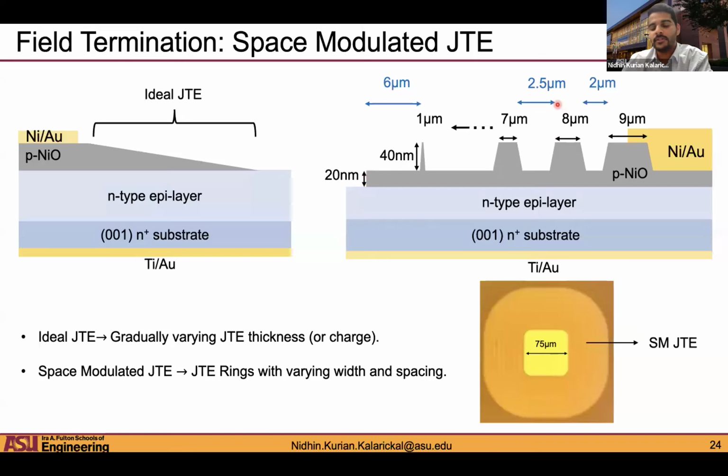And so we were trying to emulate or replicate this kind of an ideal junction termination extension without having to go through fabricating such a structure. That's what these space modulated junction termination extensions do. So this is an optical image of a fabricated space modulated JTE, where you can see the rings and the gradual variation of the rings as you go away from the anode edge towards the edge of the JTE.